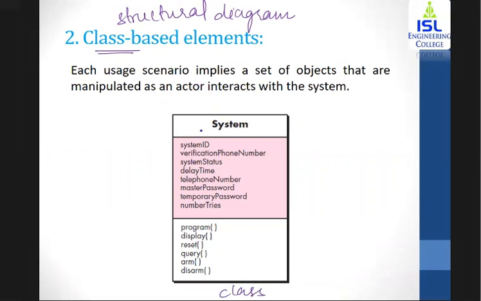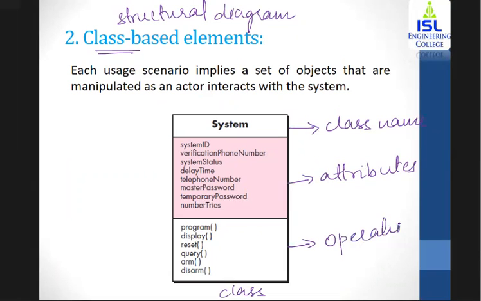Now within the class, you're going to have three compartments. The first compartment is going to be the class name. The second compartment is going to be the attributes for this particular class. Within the third compartment, you're going to have the operations. Now you need to be clear in here that this class is going to have sharp edges.